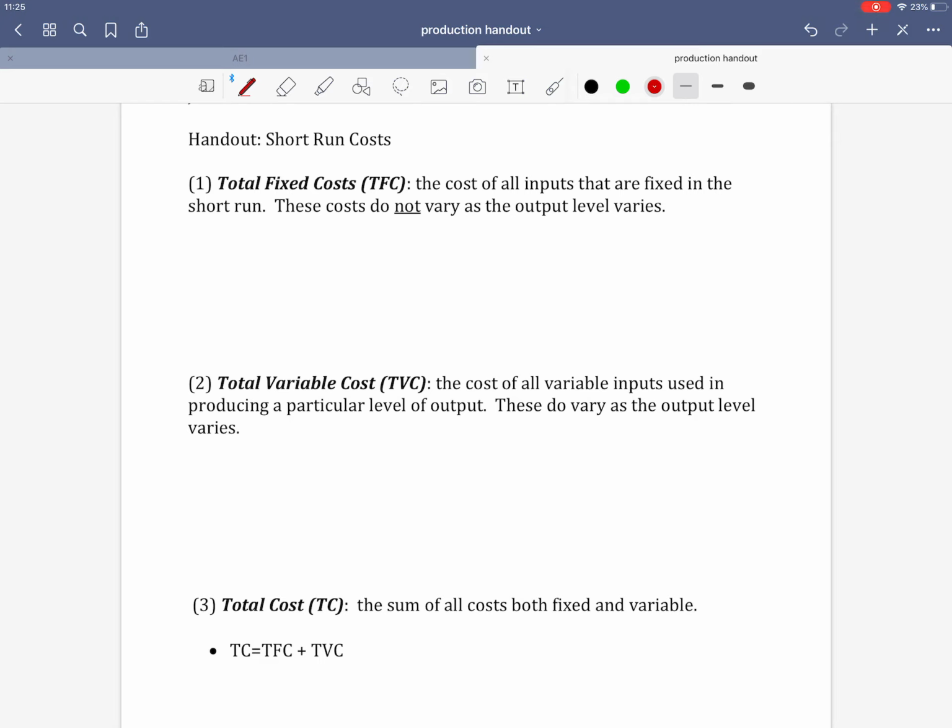So the first one that we have are our fixed costs. So this is going to be the cost of all inputs that are fixed in the short run. And as the name implies, these costs do not vary as output goes up. So if your fixed costs are $50, if you're not producing anything, your fixed costs are going to remain $50. So once again, fixed costs do not change at all.